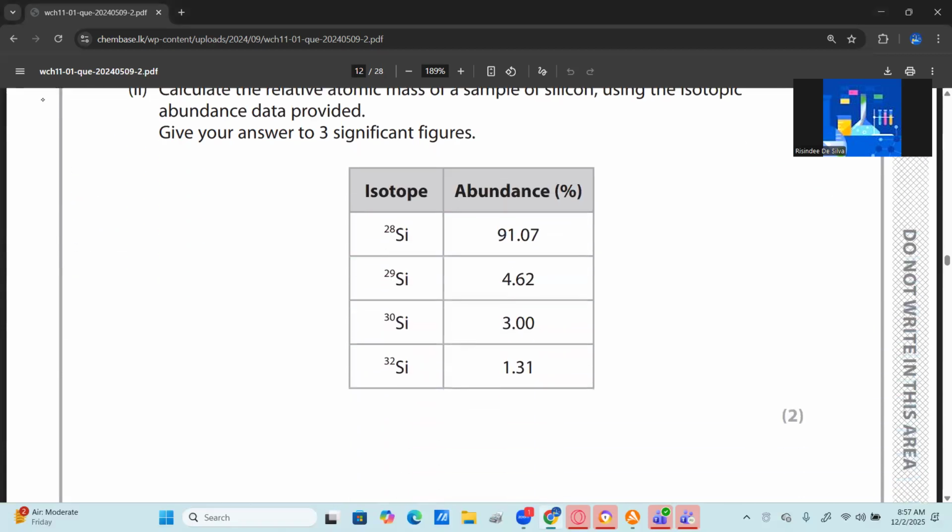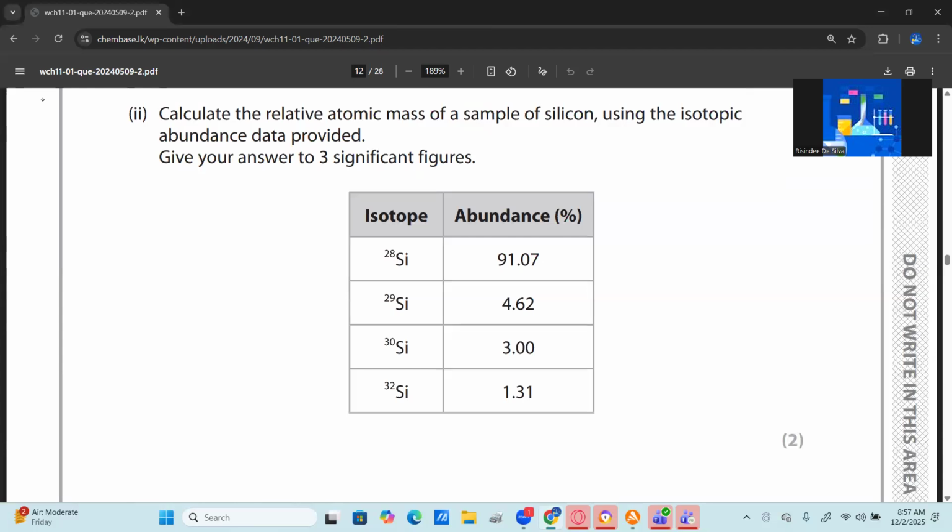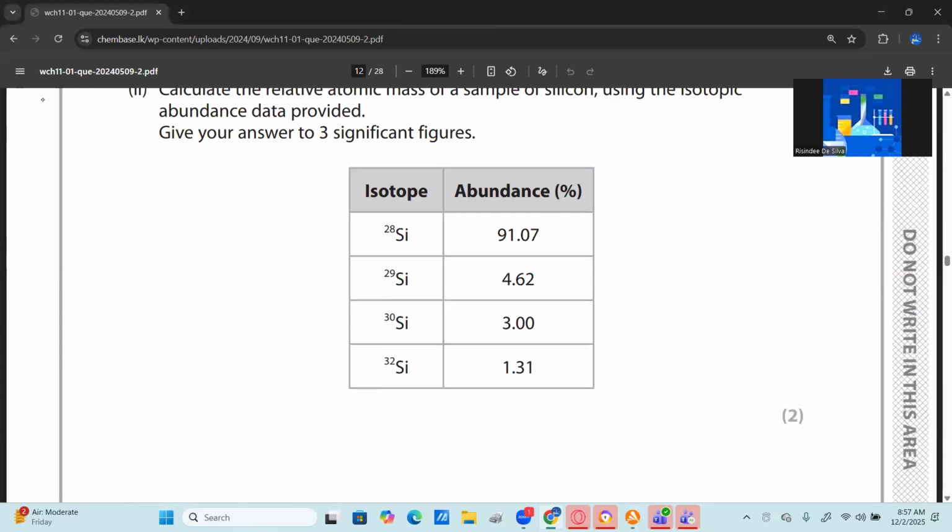Then we need to find the mass of the sample of silicon.